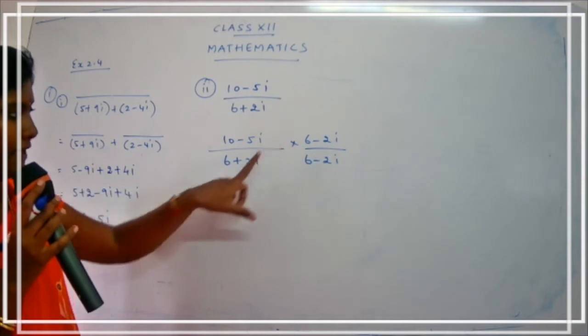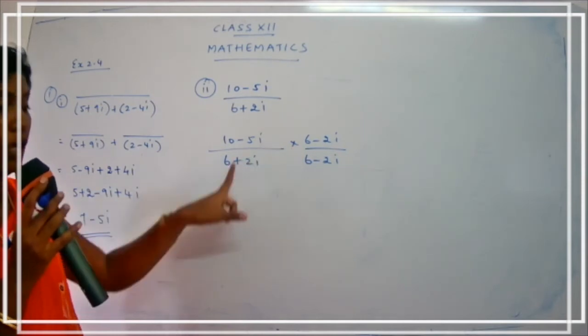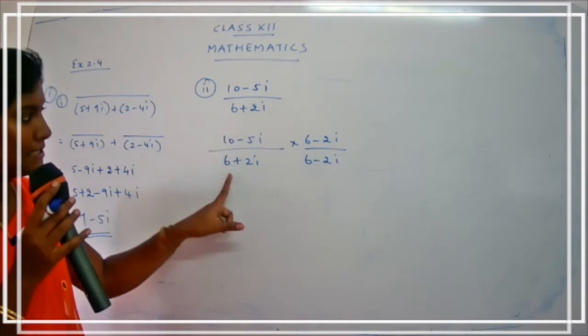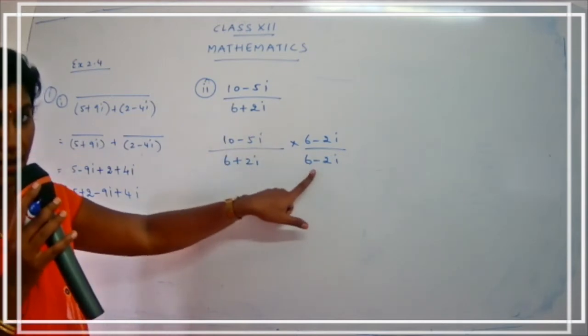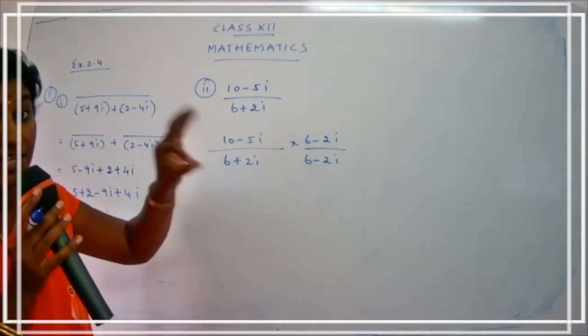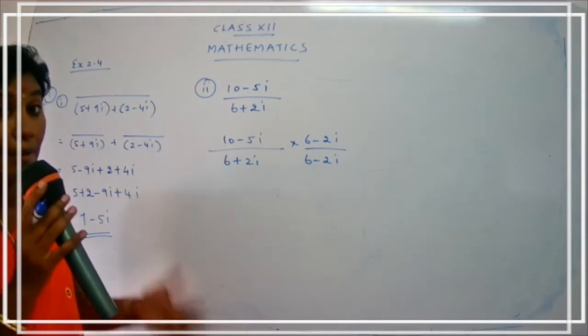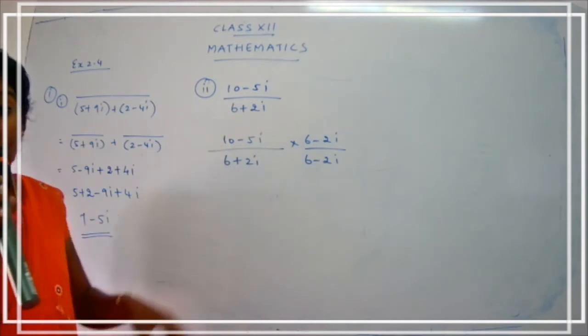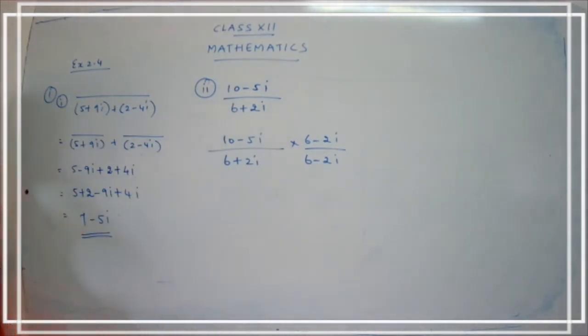What have we done here? We have multiplied and divided by the conjugate. What is the conjugate of 6 plus 2i? 6 minus 2i. How do you get this? By changing the sign of the imaginary part. Imaginary part means the term which comes with i. Yes. So now we are just going to simplify it.